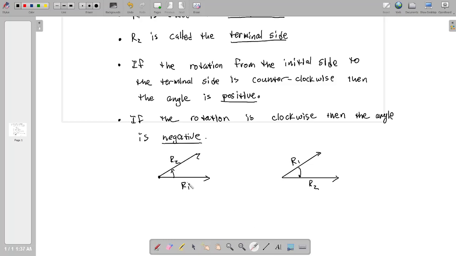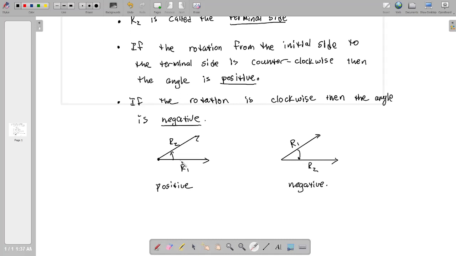And here, if we're rotating from R1 to R2, then clearly we're moving counterclockwise, so we have a positive angle. And similarly, here, if we're rotating from R1 to R2, we're rotating clockwise, so we have a negative angle. You'll want to get the terminology about clockwise and counterclockwise directions down, and you'll want to start using that as early as possible in this course.